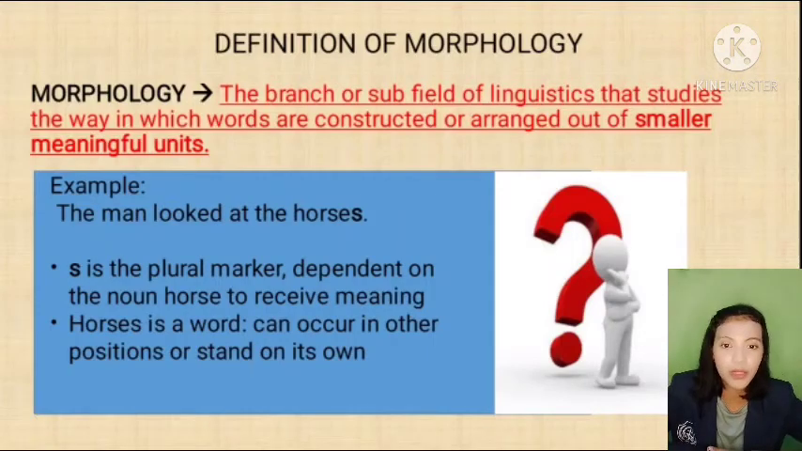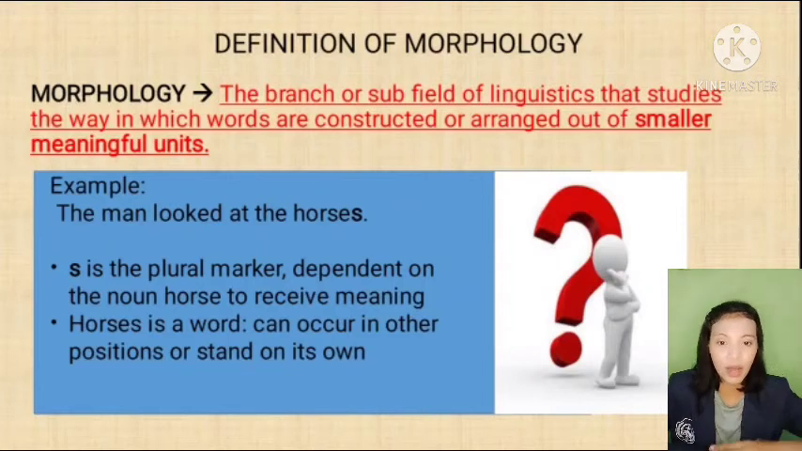Before you know about morphology, you must know the definition of morphology. Morphology is the branch or subfield of linguistics that studies the way in which words are constructed or arranged out of smaller, meaningful units. For example, in "the man looked at the horse," -s is the plural marker. Horse is a word that can occur in other positions or stand on its own.